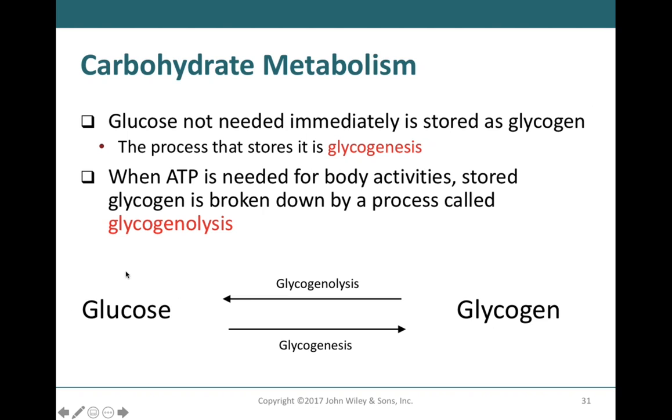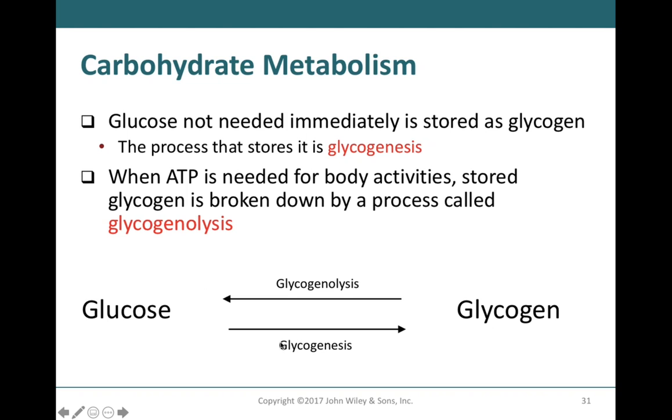So on the left here you can see glucose, and on the right here you can see glycogen. So when we take glucose and we store it as glycogen, that's going to be referring to glycogenesis. Genesis is the formation of glycogen. So glycogenesis is going to be forming glycogen. Now when we need to break down glycogen to form glucose, that's going to give us glycogenolysis. So glycogenolysis is referring to glycogen being turned into glucose.